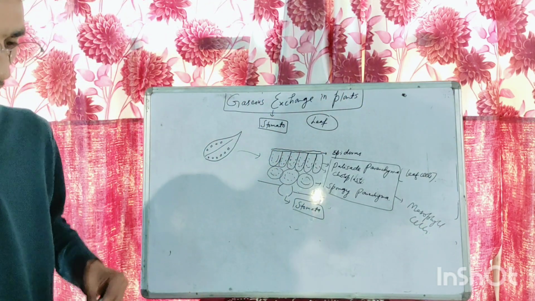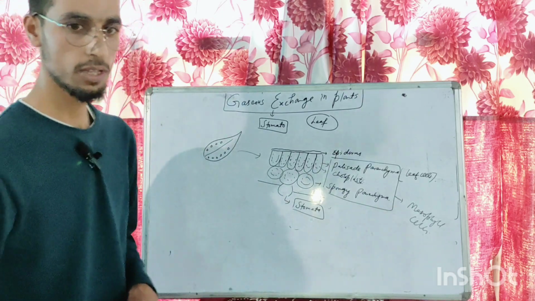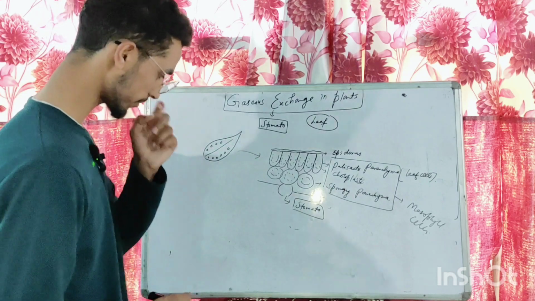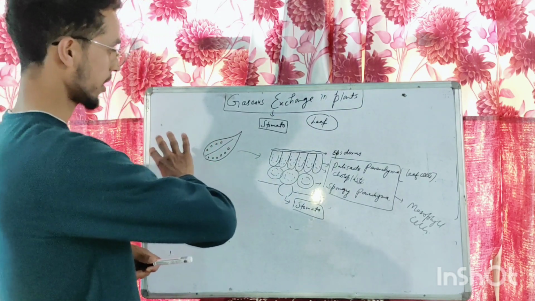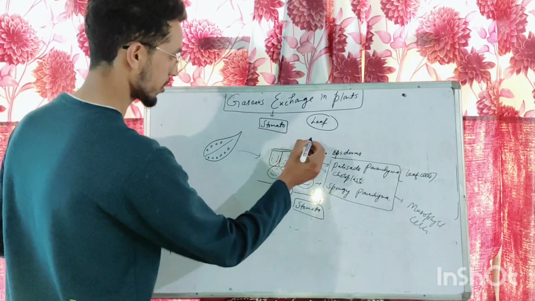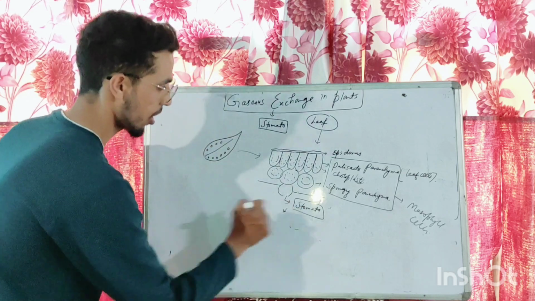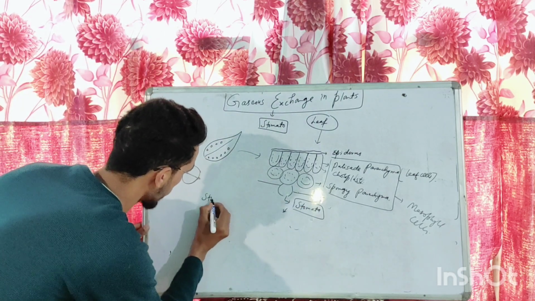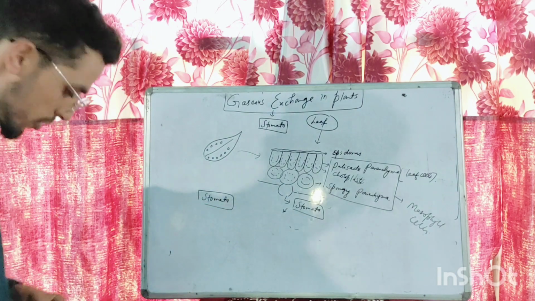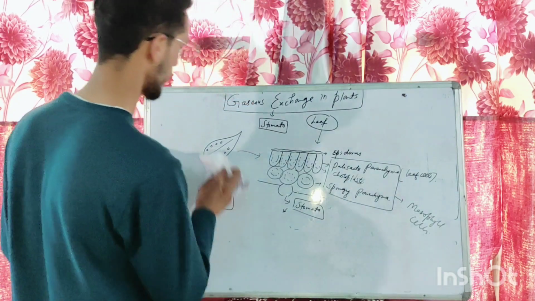The actual site for photosynthesis is the one which contains the chloroplast, also called mesophyll cells. So we can say photosynthesis is carried out by mesophyll cells. This is the whole illustration of gaseous exchange in plants, and here we have seen the structure of the leaf at micro level. Now we will see the structure of stomata at micro level.